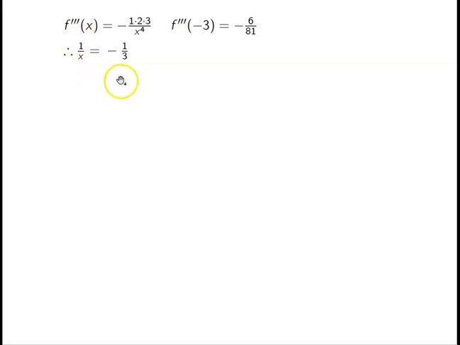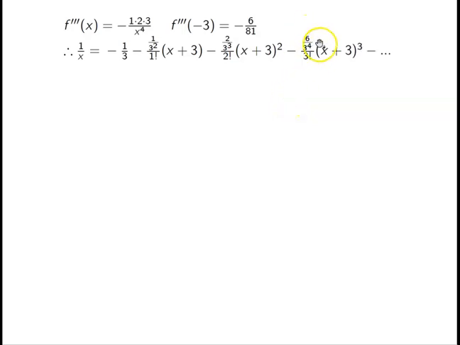Therefore, 1 over x has the Taylor series, evaluated at -3, of -1 over 3, minus 1 over 3 squared, 1 factorial, x plus 3, because remember it's x minus a, with a being -3. Here I have 2 over 3 cubed, 2 factorial, x plus 3 squared, then 6 over 3 to the fourth over 3 factorial, x plus 3 to the third.